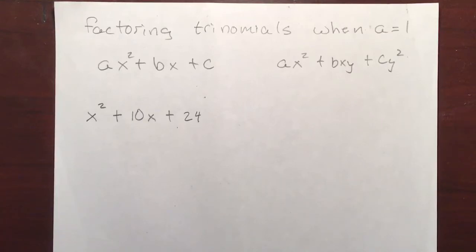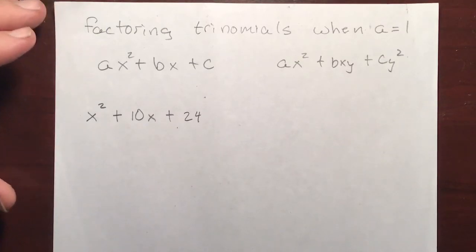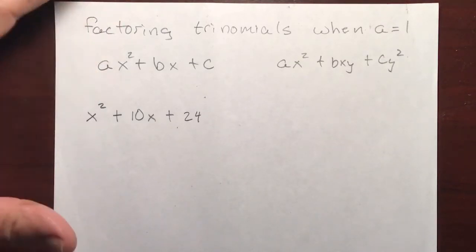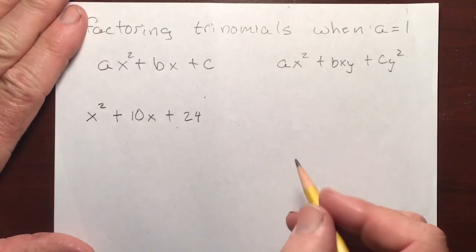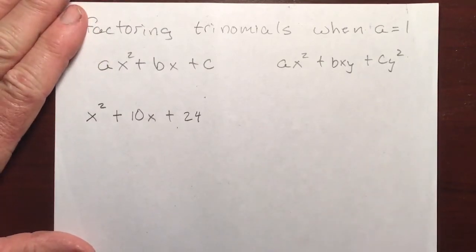Okay, what we're going to do now is factor trinomials when a is equal to 1. Remember, trinomials are 3 terms. We're just going to show you how to do this factoring really quickly, because I know some of you are struggling with it. This is all about looking for number combinations.